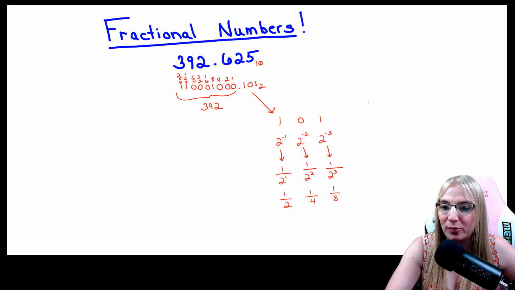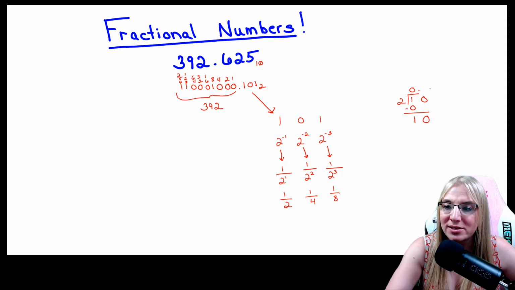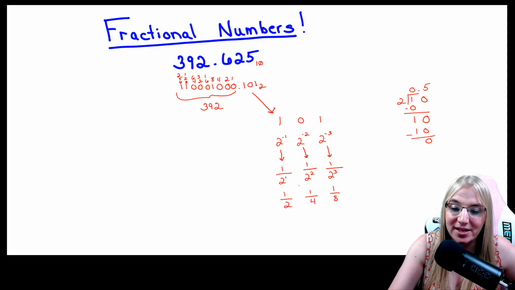So this first bit, 1 over 2, if we divide that, 2 can't go into 1, equals 1. Bring the 0 down like this. 5 times 2 equals 10. So essentially this is 0.5 over here. This one here.